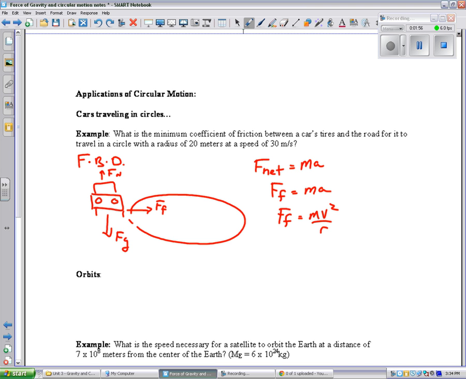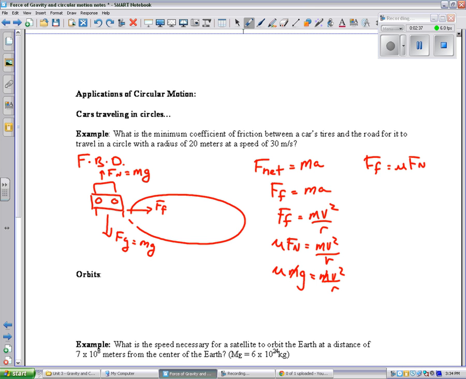Now, we can go one step farther. If you remember, Ff is mu Fn. So I can replace the Ff with mu Fn is mv squared over r. Now, this Fg is equal to m times g, so I know this Fn is also going to be m times g. So now I get mu mg equals mv squared over r. This cancels here, this cancels here, and now I think I'm going to be able to solve the problem because I'm trying to find the coefficient of friction.